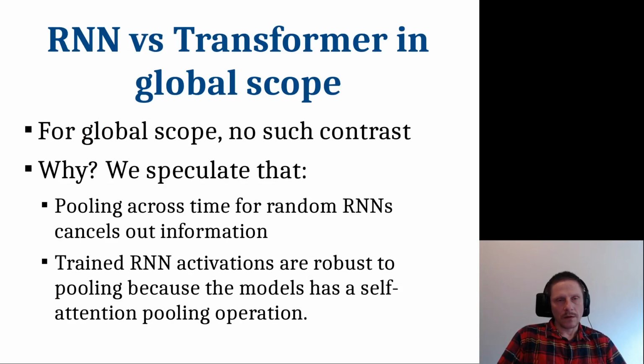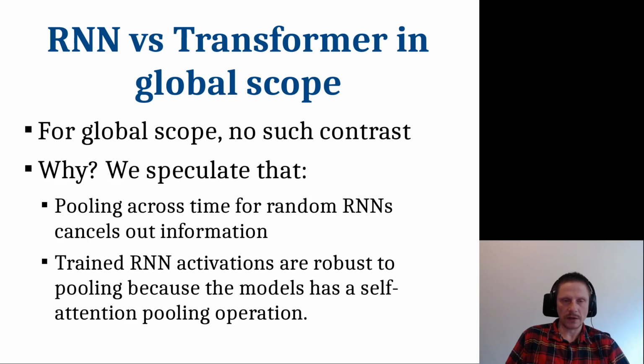Another thing I wanted to discuss is that we do not see such a difference in the global scope. And so, why is that? Well, we speculate that pooling across time for random RNNs cancels out information, in the sense that maybe information is encoded at each time step in some way which is decodable. But then once we pool for an RNN with random weights, this kind of cancels out.